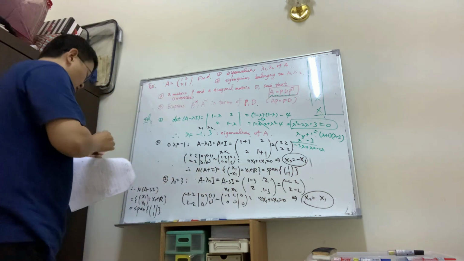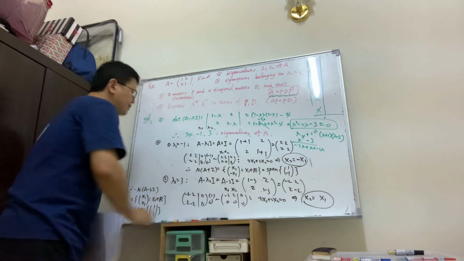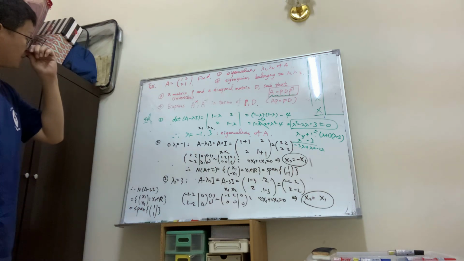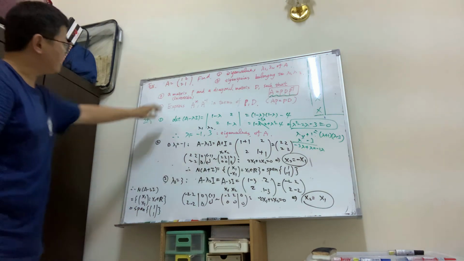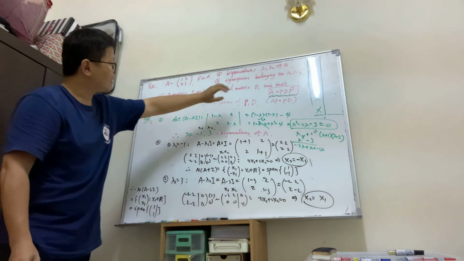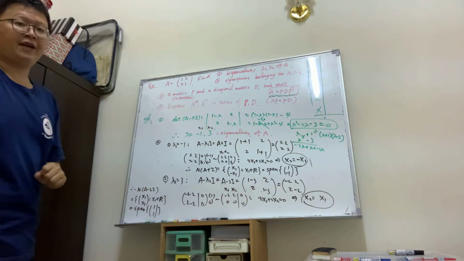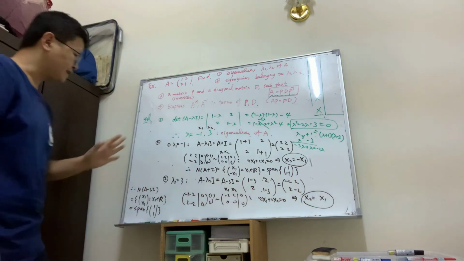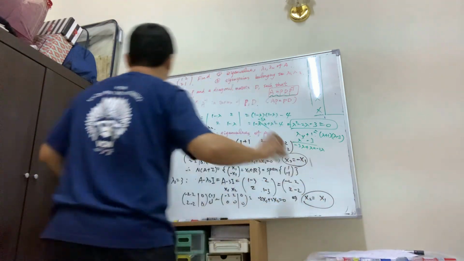Yeah. So once we figure out the eigenspaces, we almost could figure out the invertible matrix P and the diagonal matrix D. Okay? Let's see what's the third step.